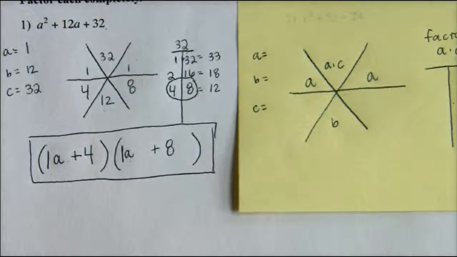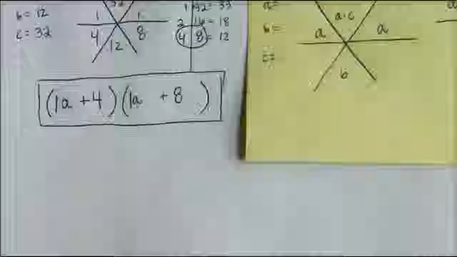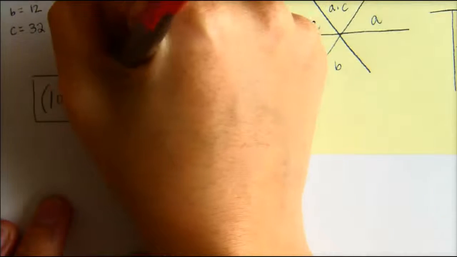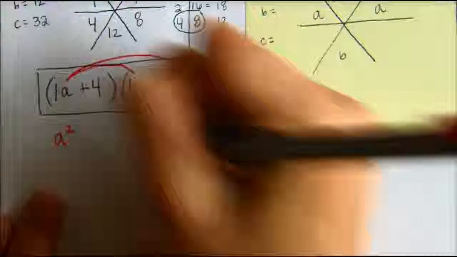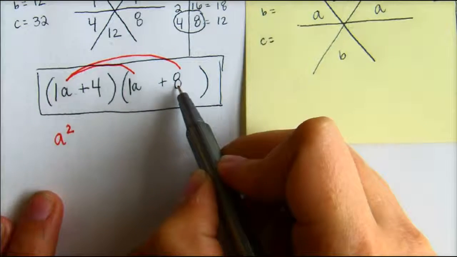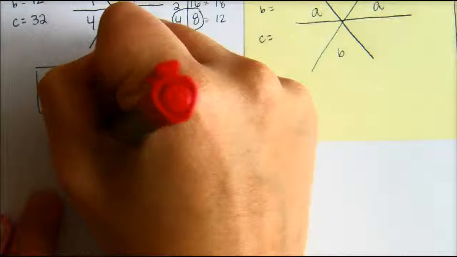Okay. Just really quickly, you can always check your work to this problem so that you can guarantee a 100% on your quizzes and on your tests. If I were to check my work, all I have to do is multiply through. So I'm going to distribute my 1a to both terms. 1a times 1a gives me an a squared. A times 8 gives me a plus 8a, sorry.